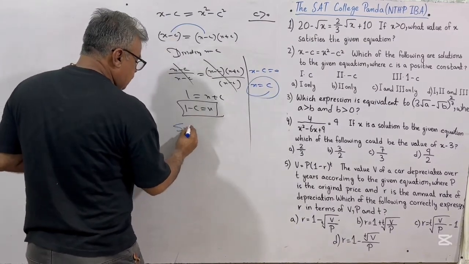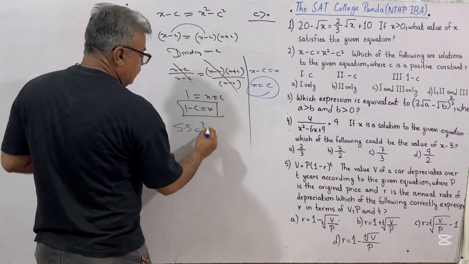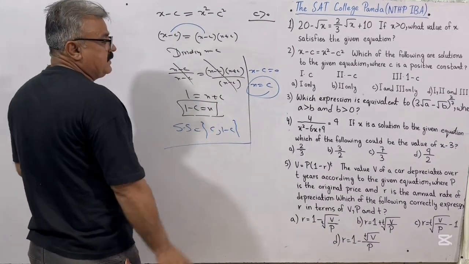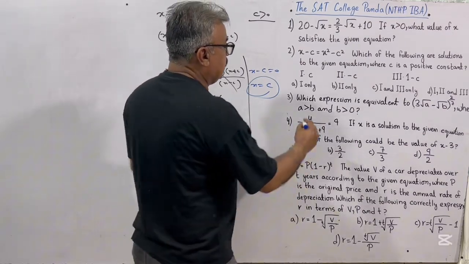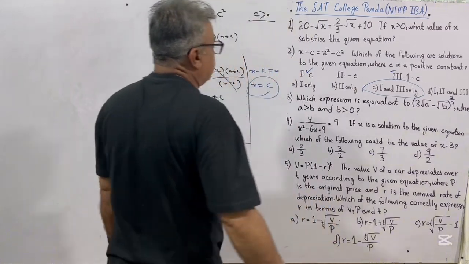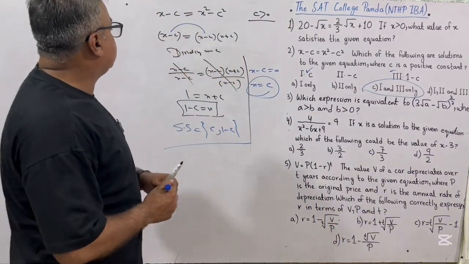So we have the roots, the values of x, are c and 1 minus c. Not merely 1 minus c. So this one and this one means both 1 and 3 are our solution.